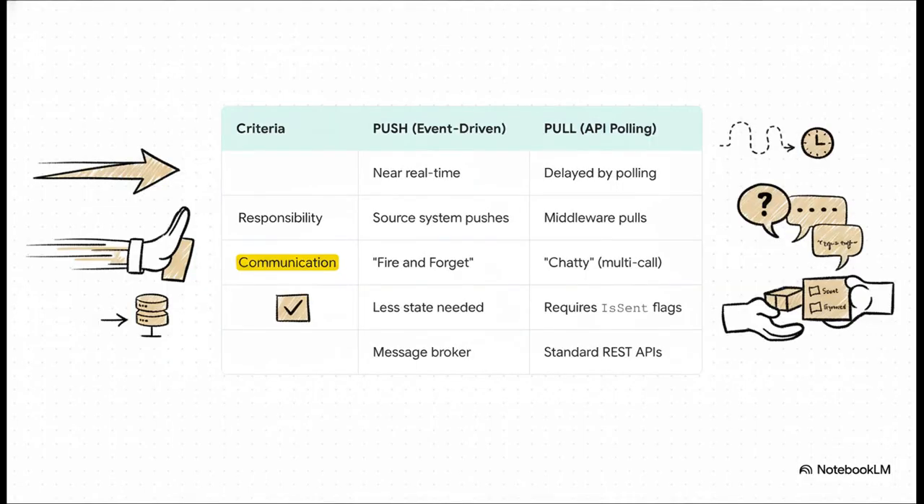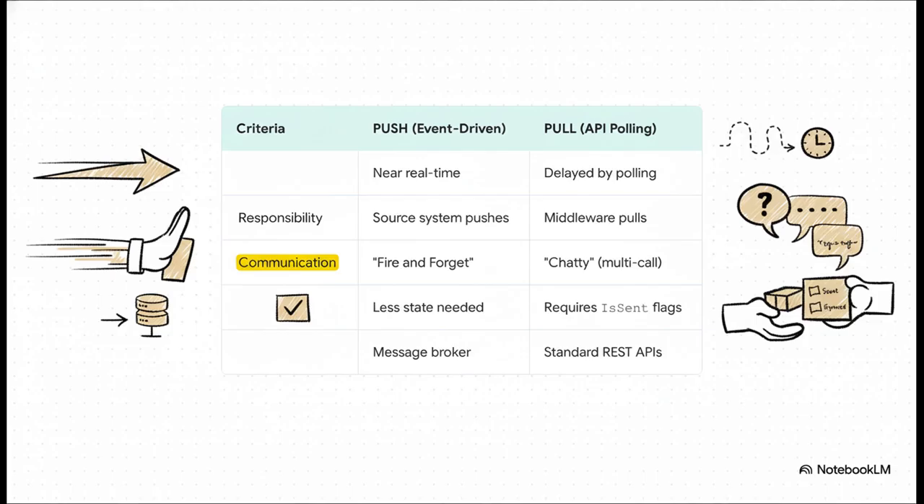Okay, this table really lays it all out. Let's break it down. For speed, push is obviously faster. It's pretty much real time. Pull is always going to have a delay, right? You have to wait for the next pull. For responsibility, with push, the source system, like the hospital, has to be smart enough to actually send the event. With pull, all that responsibility is on the middleman, on Lisa, to go out and get the data.